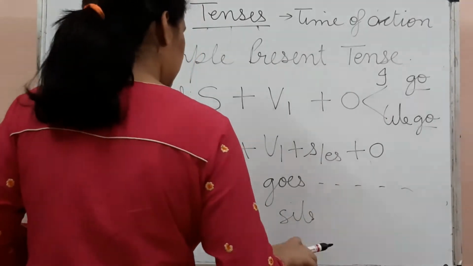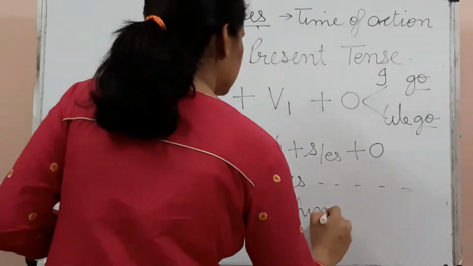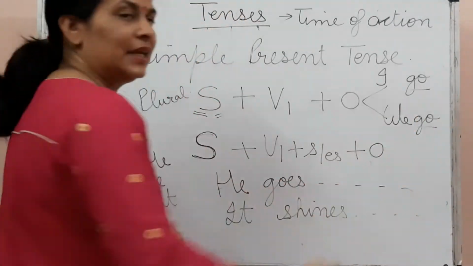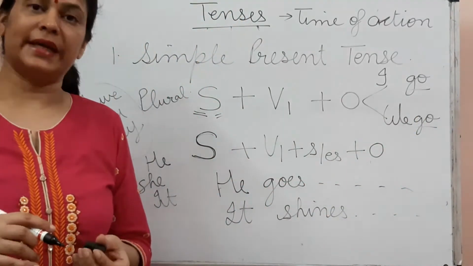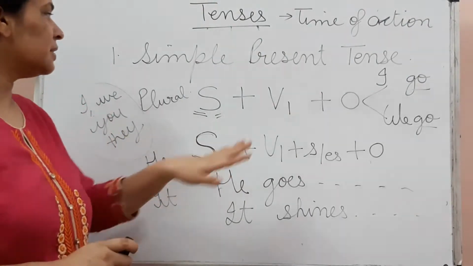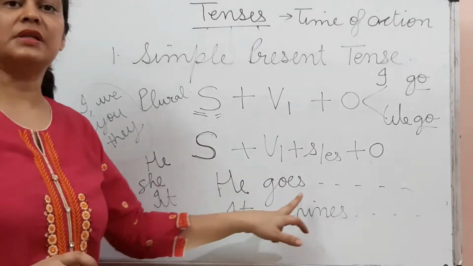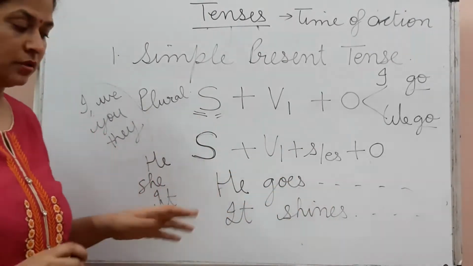Okay, we cannot write "sits" here. We can say it shines. It shines brightly. Suppose it shines brightly. So this is the formula. Remember that it is verb first form with plural, and verb first form plus S or ES with the singular.